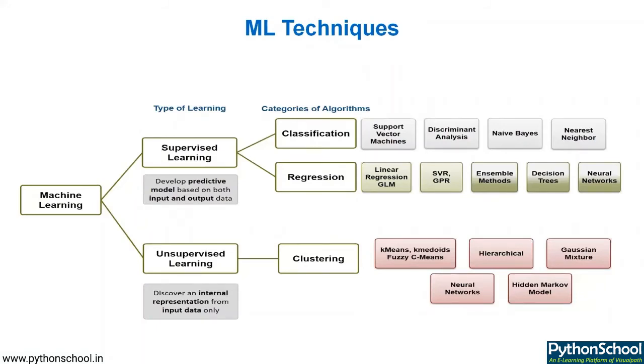So here is a list of machine learning techniques, some of which we will be learning. We have supervised and unsupervised learning. Under supervised learning, we have classification and regression. Under classification, we have support vector machines, discriminant analysis, naive Bayes, nearest neighbor. Under regression, we have linear regression, ensemble methods, decision trees, neural networks. And under unsupervised learning, we have clustering algorithms: k-means, fuzzy c-means, hierarchical, Gaussian mixture, neural networks. We won't be covering all of them, but we would definitely cover some of them in each type.